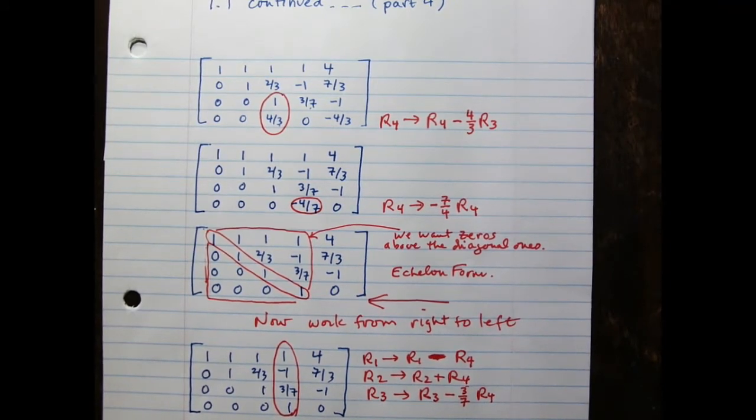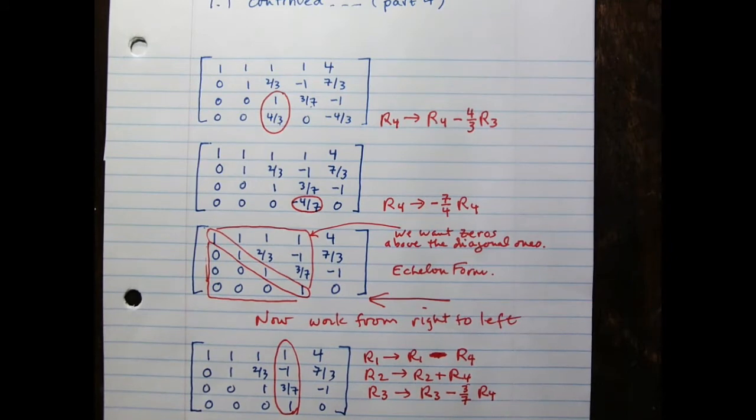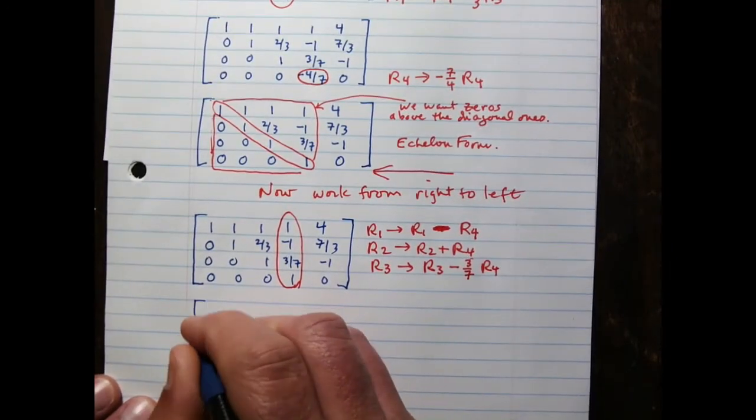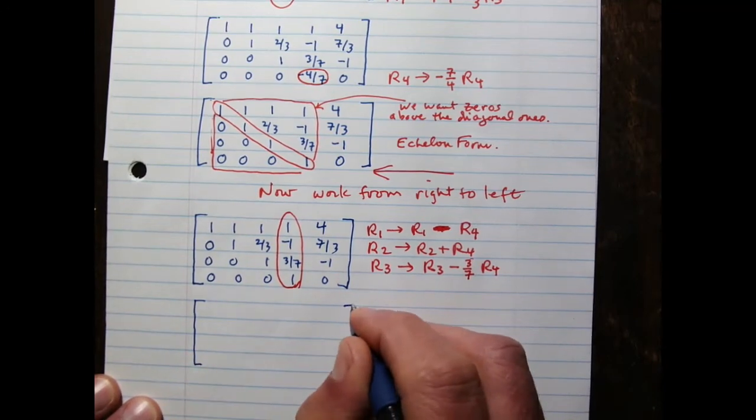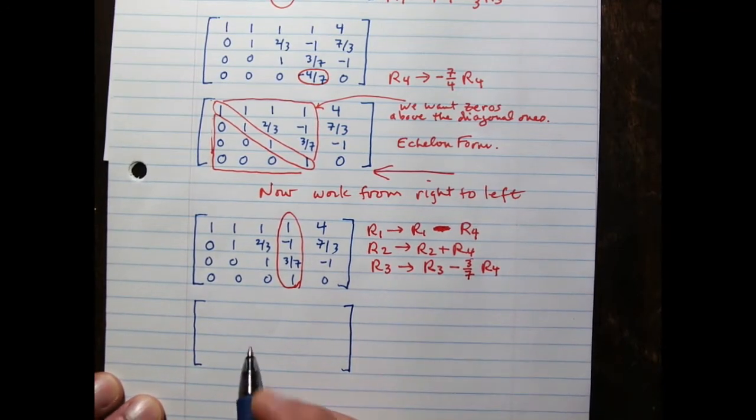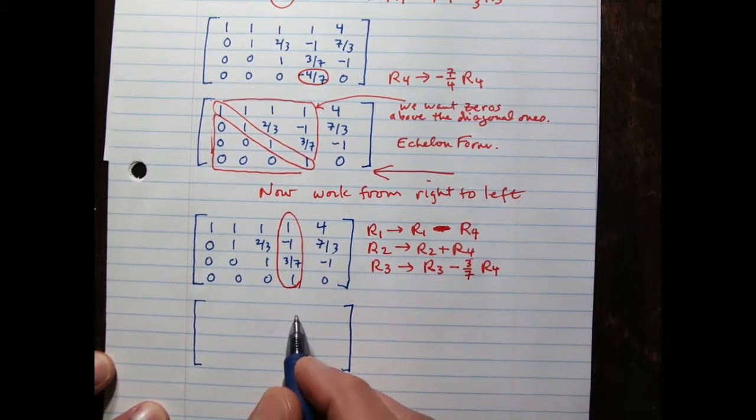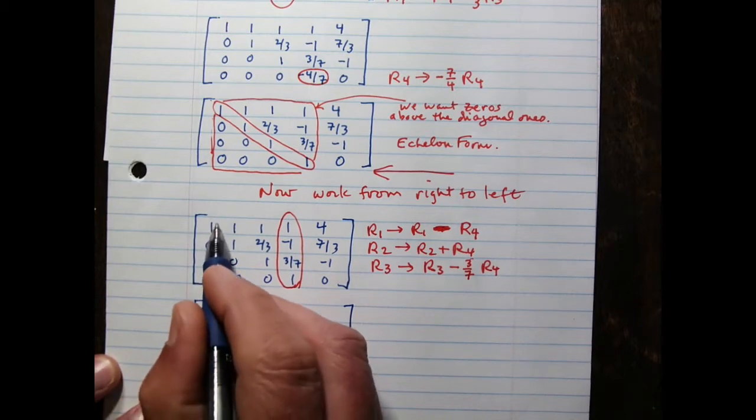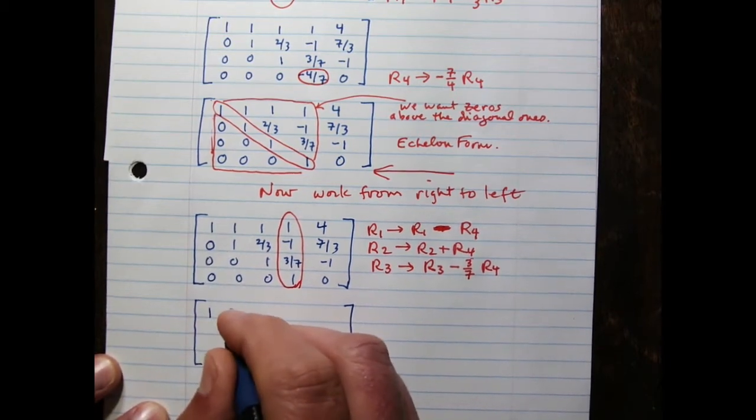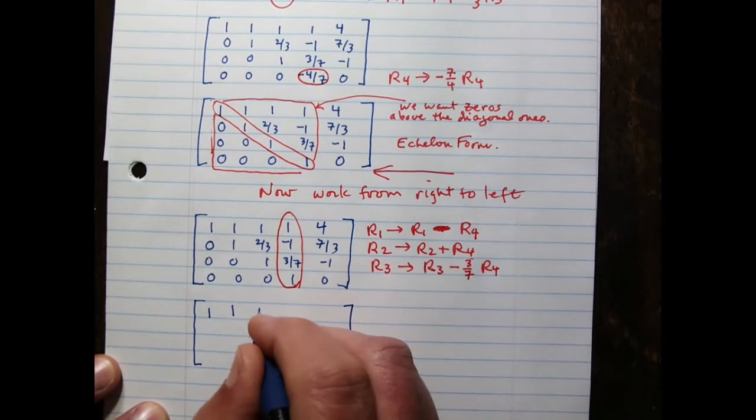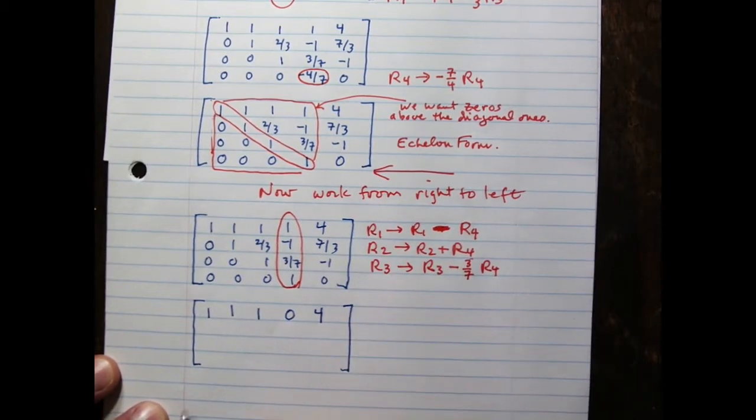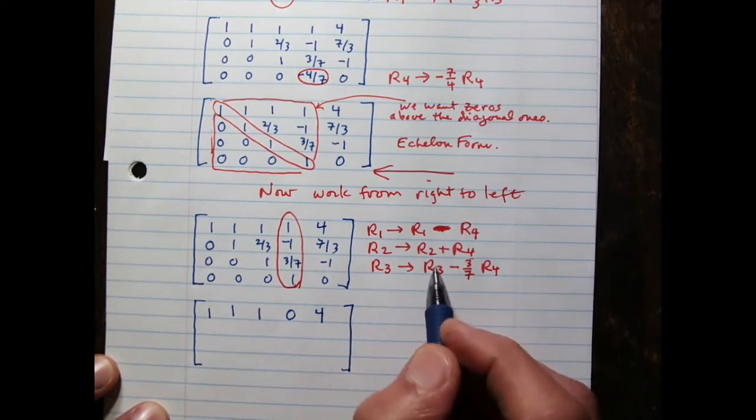Now, I can do these three operations at once, because if I had done them separately, the result would be exactly the same. So here it's okay. If you're ever in doubt, do each one of these steps separately. So, okay, row 1 minus row 4. 1 minus 0 is 1. 1 minus 0 is 1. 1 minus 0 is 1. 1 minus 1 is 0. 4 minus 0 is 4. So we get just that one change.